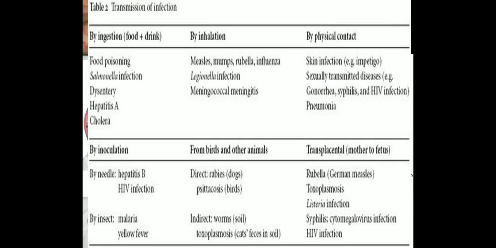For example, by inhalation, you can get hepatitis B, HIV infection. By inoculation, you can get hepatitis B and HIV infection through the contaminated needles and syringes. By inhalation, you can get measles, mumps, influenza and meningococcal meningitis. By ingestion, you can get food poisoning, salmonella infection. By physical contact, you can get sexually transmitted infections and pneumonia. And from mother to child, you can get a certain group of infections which we collectively call TORCH infections: toxoplasma, rubella, cytomegalovirus, and the other infections.